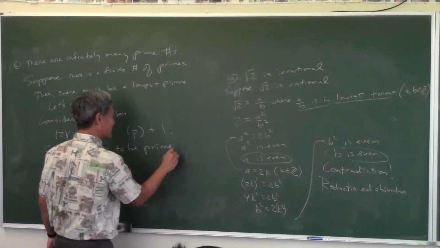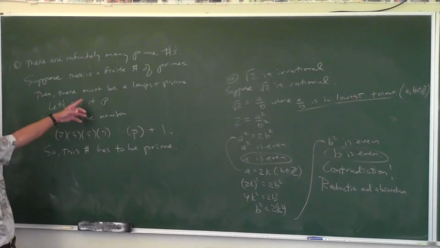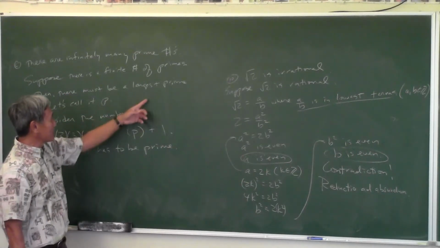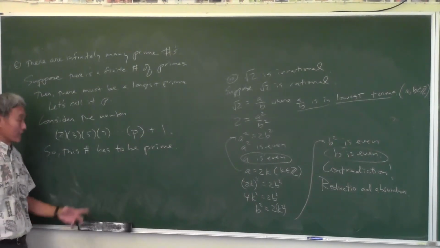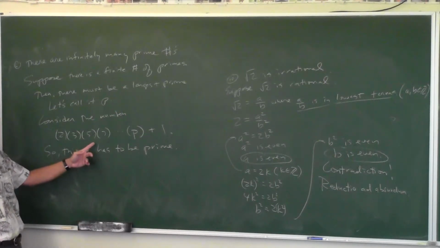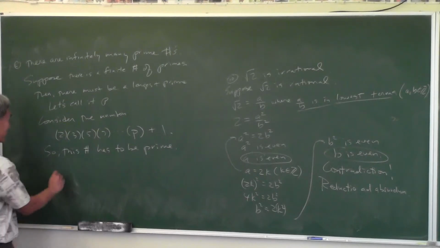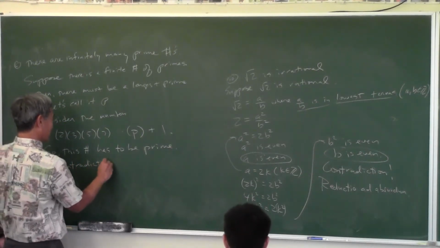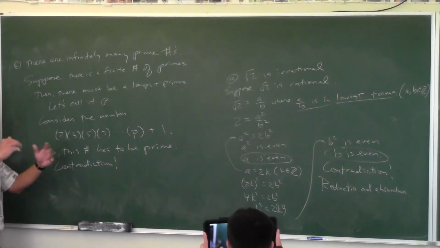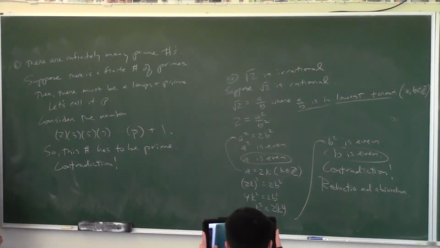Contradiction. Does anybody see a contradiction? We said that p is the largest prime, but we just found a prime number bigger than that. Do you understand that this number is bigger than p? Yes. And there's your contradiction. So therefore, there are an infinite number of prime numbers. Isn't that pretty neat? That's a really neat proof.